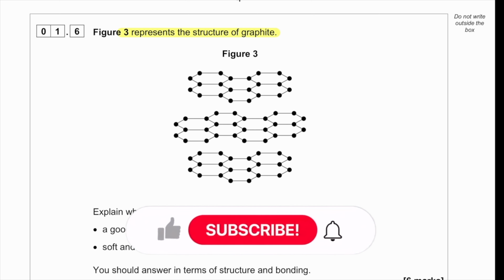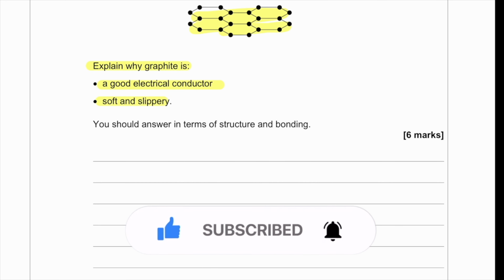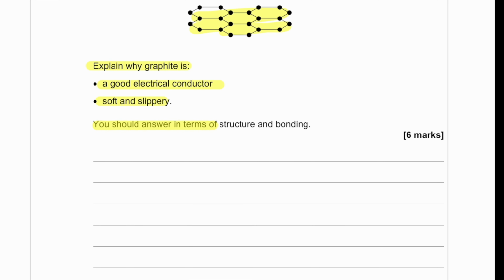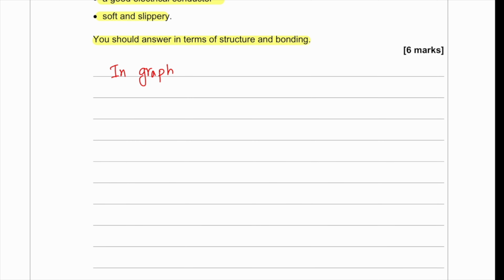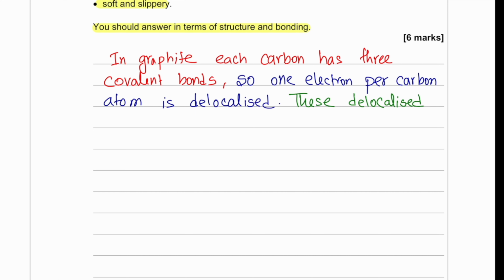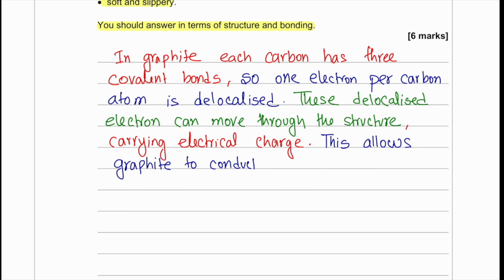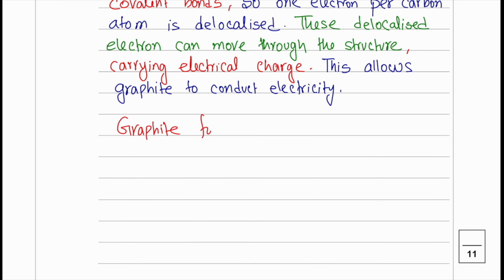Figure 3 represents the structure of graphite. We can see each layer of graphene stacked on top of one another to produce the graphite. Explain why graphite is a good electrical conductor. It is soft and slippery. You should answer in terms of structure and bonding. So in this diagram, guys, we see each carbon is covalently bonded with 3 other carbons. Since they are covalently bonded with 3 other carbons, each carbon has 1 delocalized electron, 1 electron that didn't bond with anyone. That electron will be able to move within the structure and thereby carry electrical charge. So this is how graphite conducts electricity.